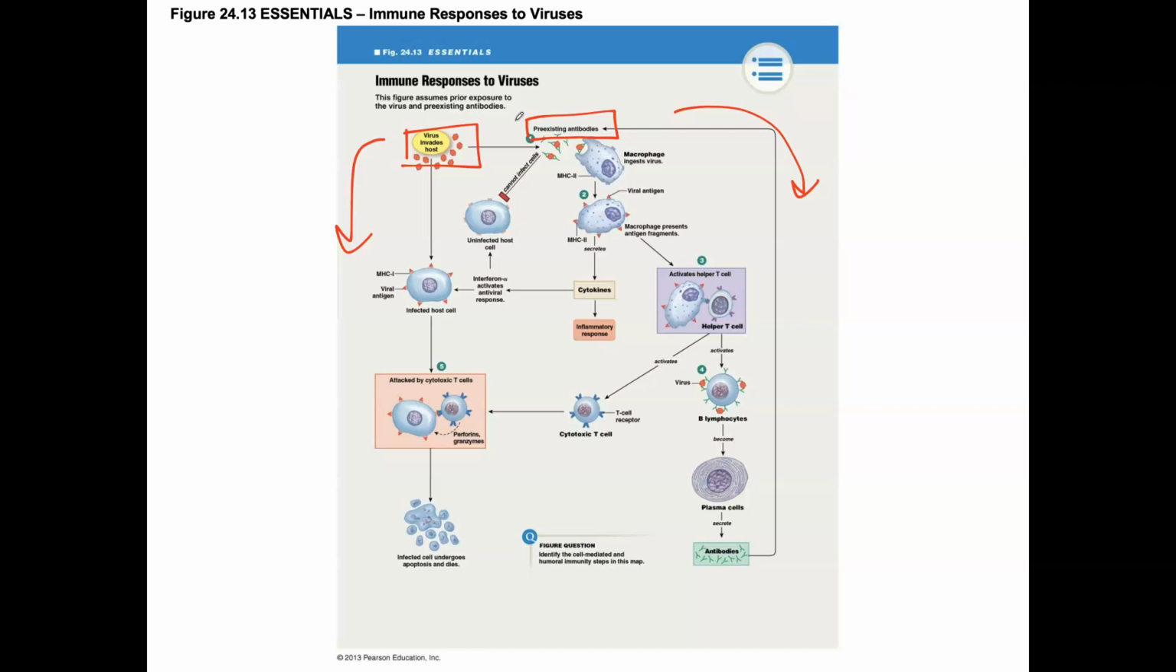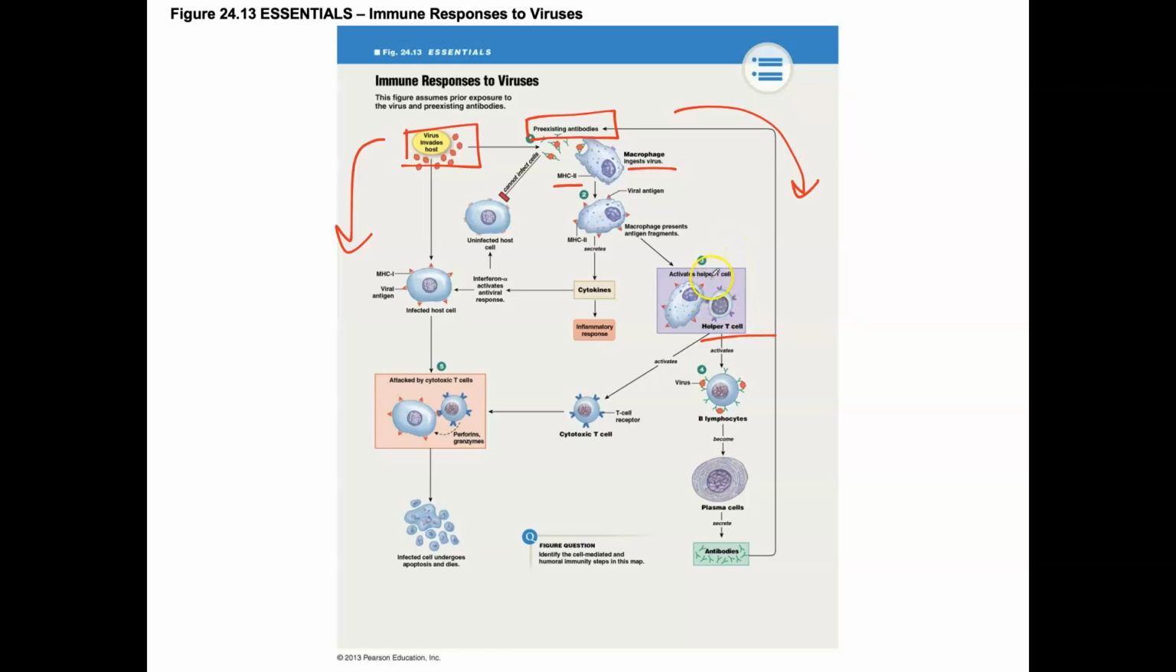But if this is a new virus, then we're going to have to go through an activation pathway. So what would that activation pathway look like? Well, macrophages are going to ingest the virus, and they're going to be presenting to the helper T cells. So they're going to be using their MHC class 2s. So macrophages engulf the virus, and they then present to helper T cells using the class 2 MHCs.